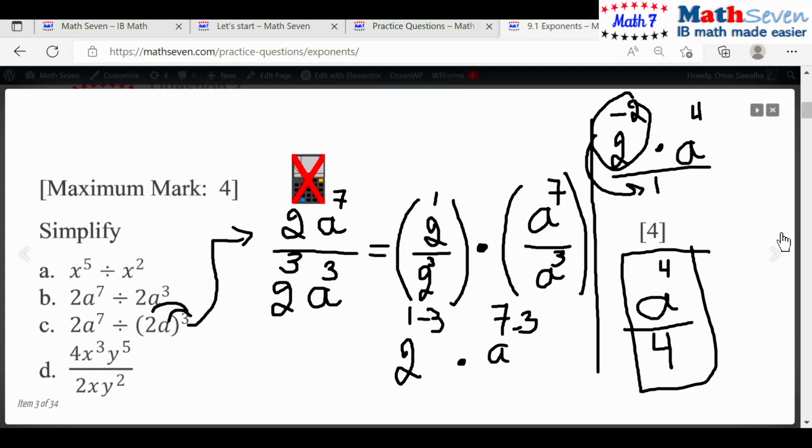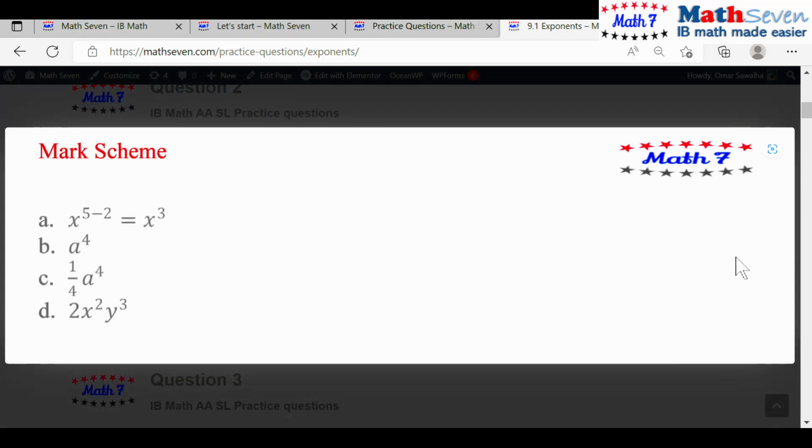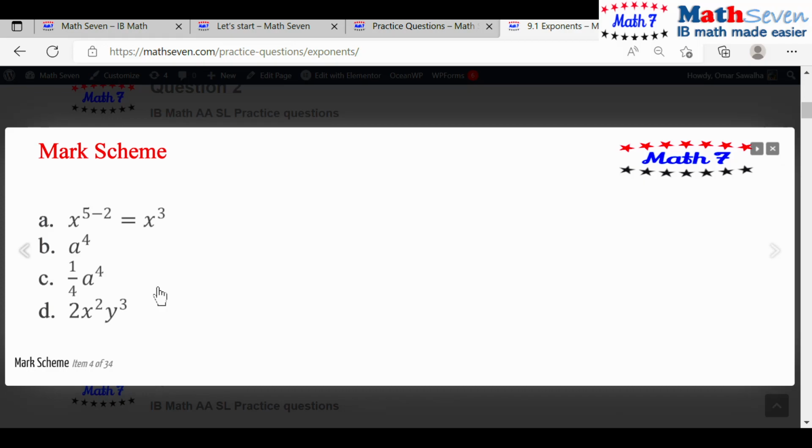Right? Okay, let's check the mark scheme right now to see what's happening. There you go. See? This is the one. Okay, let's continue with part C.